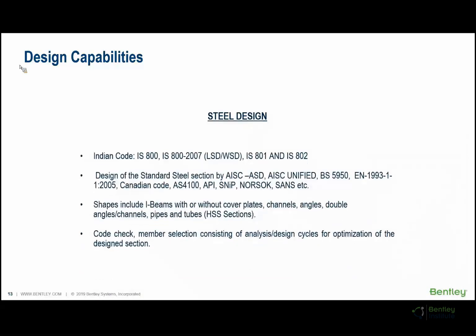For steel design, we support IS 800, both the 1984 and the 2007 limit state and working stress design. We also support IS 801 and 802 for cold-formed steel design. IS 801 has been revamped and reintroduced with the latest release version. We also support standard steel sections, and multi-country specific design codes like AISC ASD, the American Steel Design Code, as well as the British Code, European Code, Canadian Code, Australian Code, API, SNiP, NORSOK, SAMS.